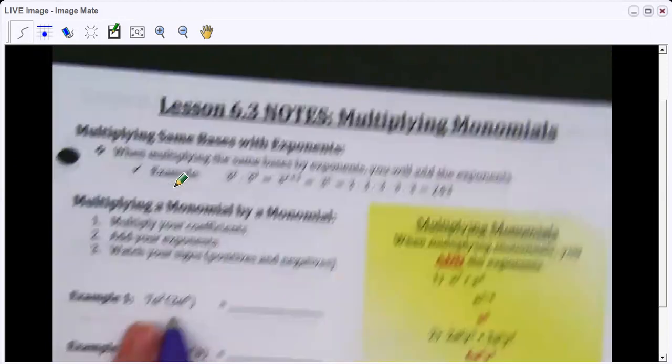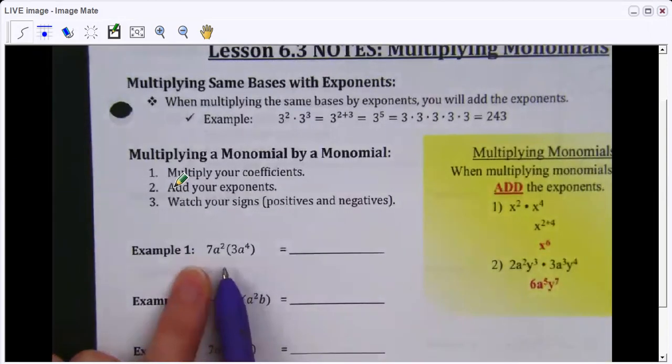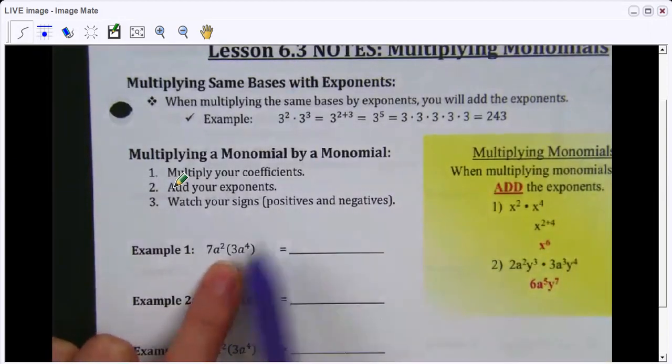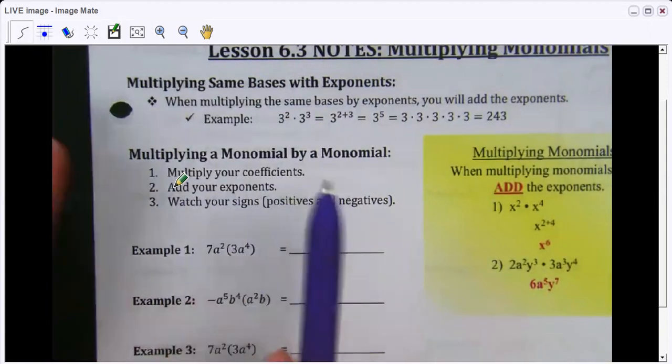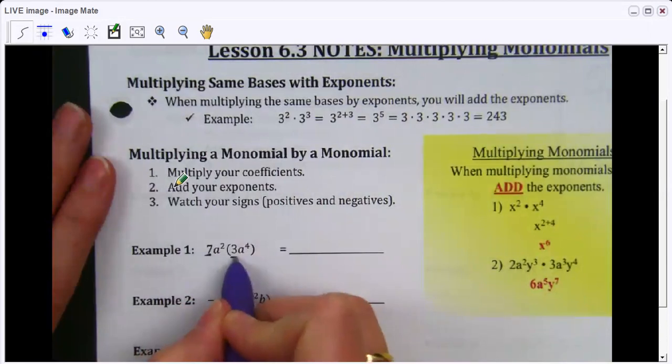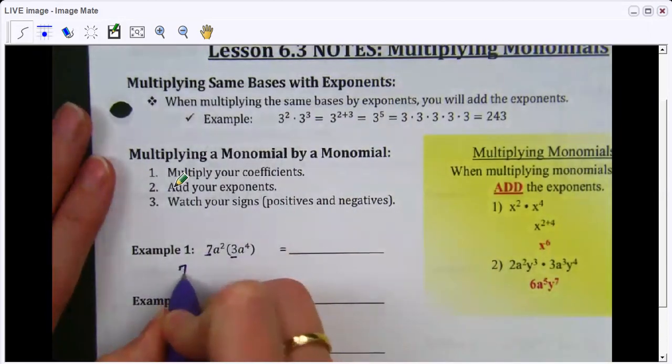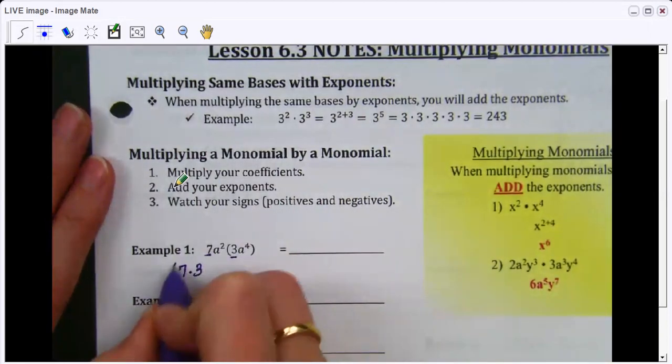So look at this example. You have 7a squared times 3a to the fourth. The first thing you want to do is multiply your coefficients. So 7 and 3 are my coefficients. I want to multiply 7 times 3. That's the first thing I want to do.